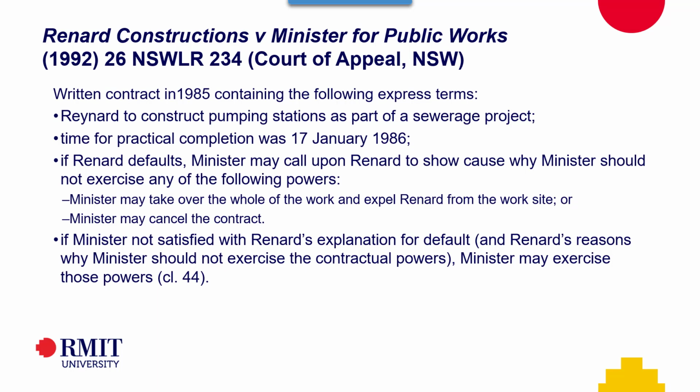If they were to default, then the Minister for Public Works in New South Wales could call upon them to show cause why they should not exercise any of the following powers. Typical ask about writing. So you see the double negative there. You have to come and show cause why I shouldn't do one of the following: take over the whole of the work and expel you from the work site, or cancel the contract. And if the minister wasn't satisfied with the explanation for the default and the reasons why they shouldn't exercise the contractual powers, then the minister can exercise the powers.